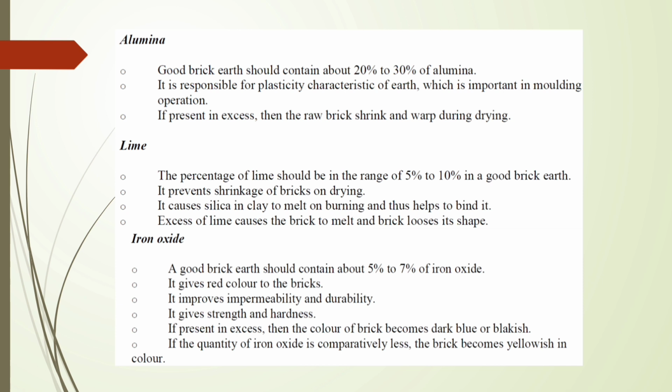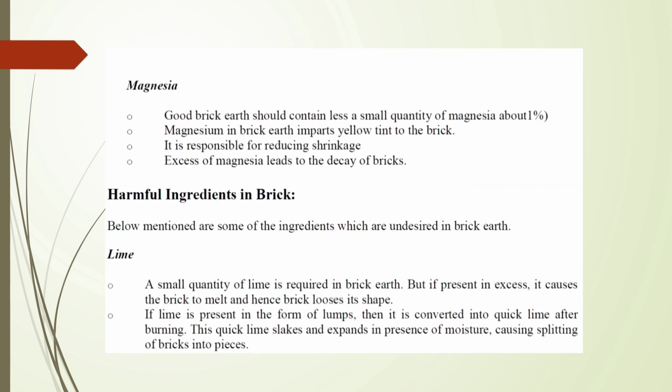Iron oxide. A small amount of iron oxide, to the extent of about 5%, is desirable in good brick earth. Like lime, it helps sand to fuse. It also imparts red color to the bricks. If the content of this constituent is less, the bricks would be yellowish in color. Magnesia. A small quantity of magnesia in brick earth develops a yellow tint in the bricks and decreases shrinkage. Excess of magnesia leads to the decay of bricks.